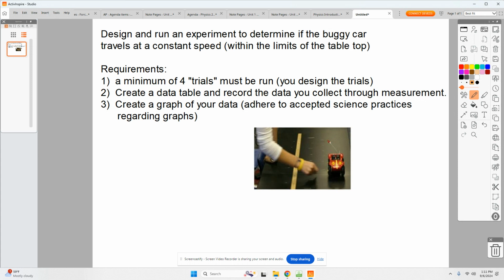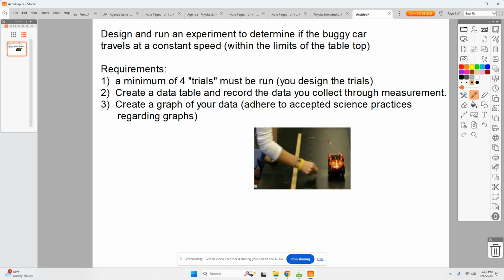So you're going to turn it on and you're going to make some measurements. I'm not going to tell you what measurements to make. Your job is to determine whether or not it travels at a constant speed. I have meter sticks off to the side. I have stopwatches up here. But I'm not going to tell you what to do. You need to design and run an experiment to see if it travels at a constant speed. I want a minimum of 4 data points, 4 trials.